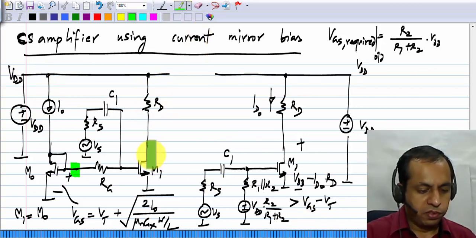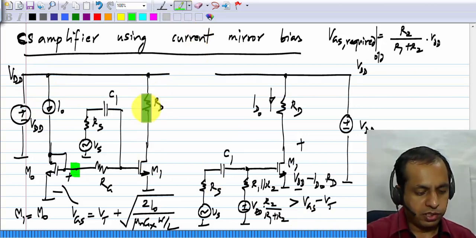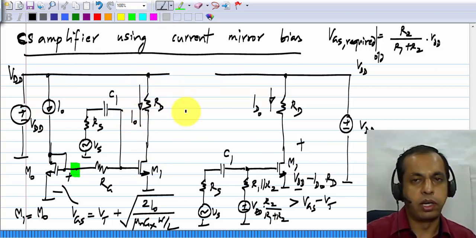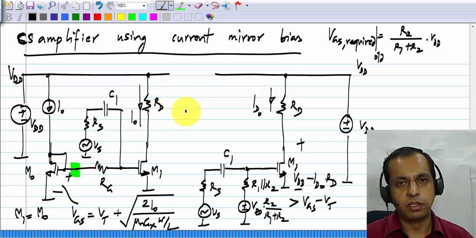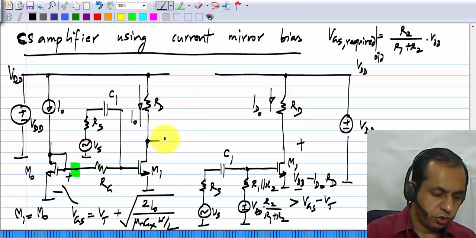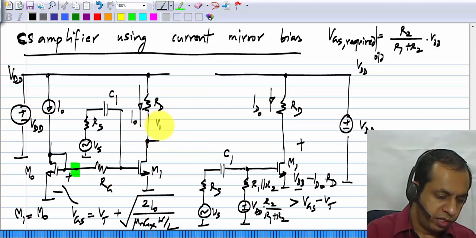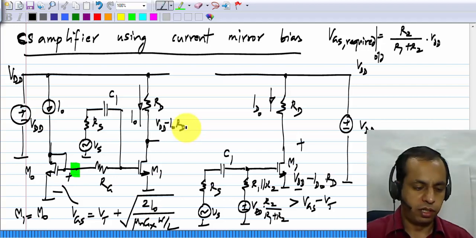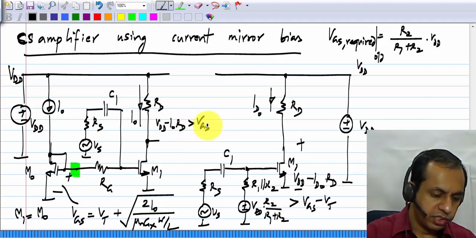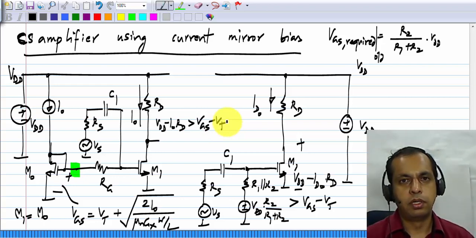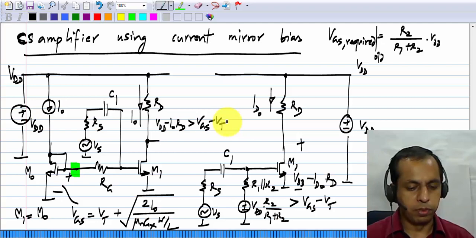Now if this is in saturation, the bias current flowing through this will be equal to I0. This is ignoring lambda, this slight dependence of the drain current on the drain source voltage. So the drain source voltage would be VDD minus I0 RD, and our assumption that the transistor M1 is in saturation will be correct if this is more than VGS minus VT, which we can calculate and ensure. So this completes the bias.